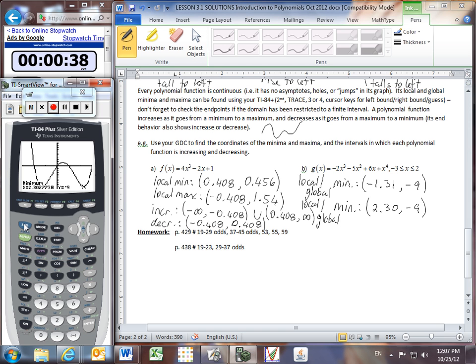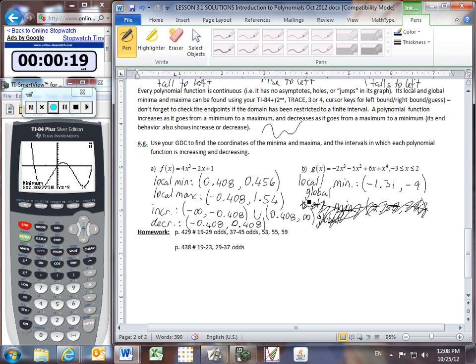And then we've got to find the max. I don't have a global max because it rises forever. Oh, I just realized I've got a restricted domain, don't I? I'm only going up as high as 2, so this one, in fact, I've got to get rid of because it's outside my domain. So yeah, sorry about that.